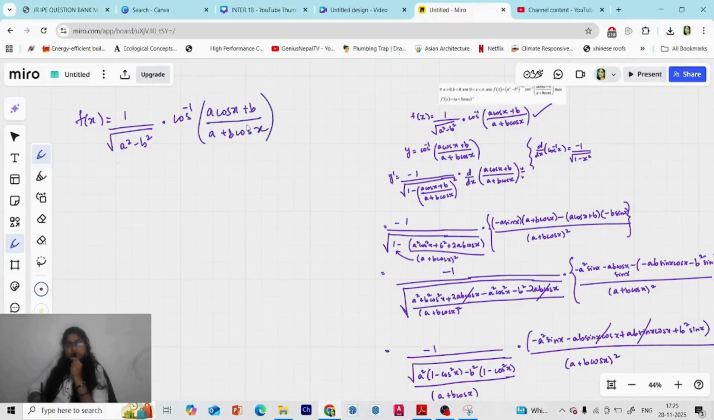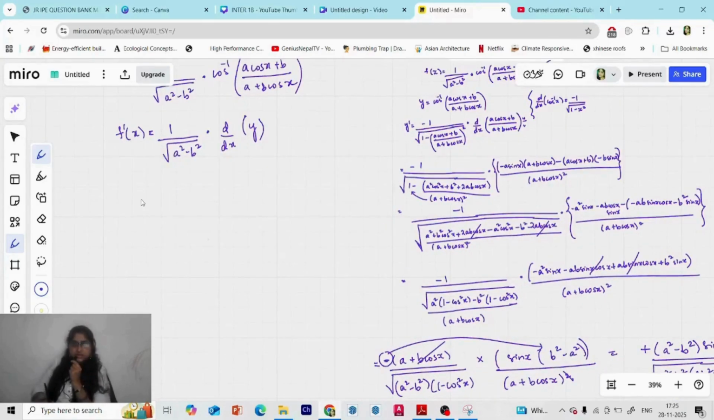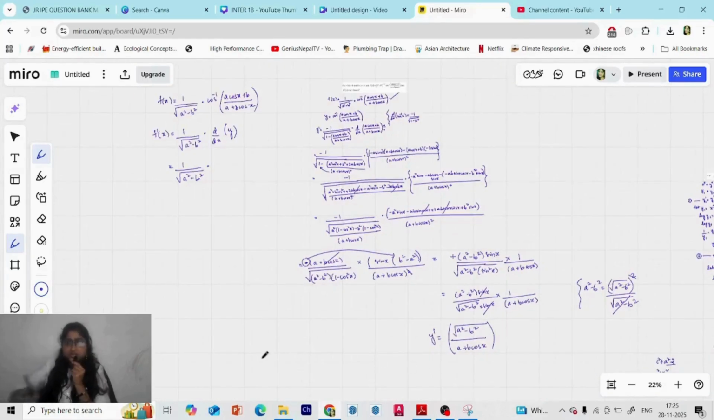Now that we found out the derivative of cos inverse x, it is easy, right? So it's just f dash x is equal to this constant as it is into d by dx of this function, which is nothing but y. And what did we find? That is, let's just note that down, is equal to 1 by under root a square minus b square into, we got the derivative as root a square minus b square by a plus b cos x. The same thing I'm writing here.